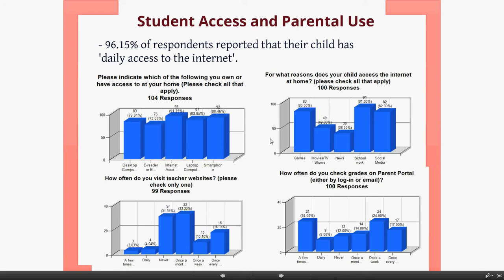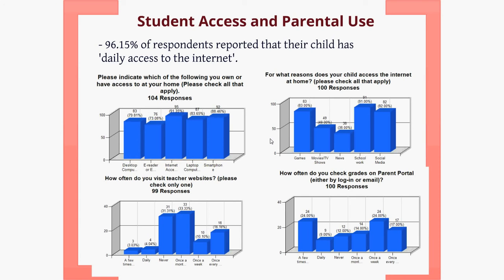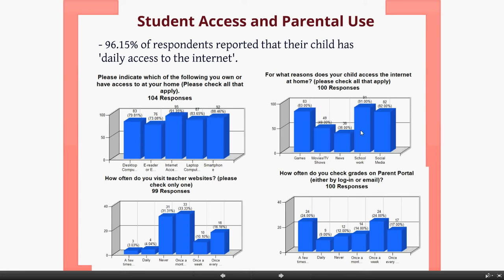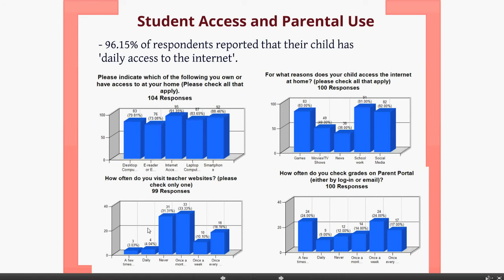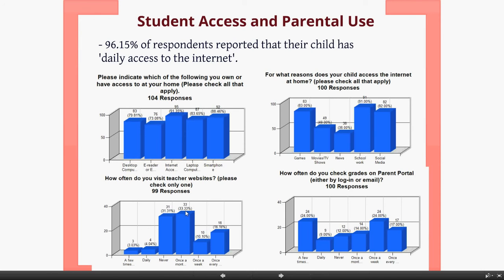Okay, then I wanted to find out what were the reasons that their child was accessing the internet at home. Okay, 91% said schoolwork, 83% games. Over here, 82% social media, movies and TV shows 49%, and the news 38%. Okay, now if we look down here, how often do the parents visit the teacher websites? And 33% said once a month, and 31% said never.